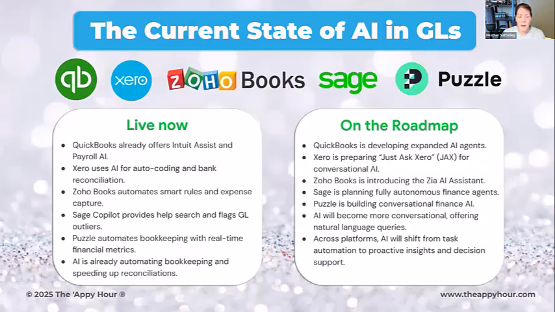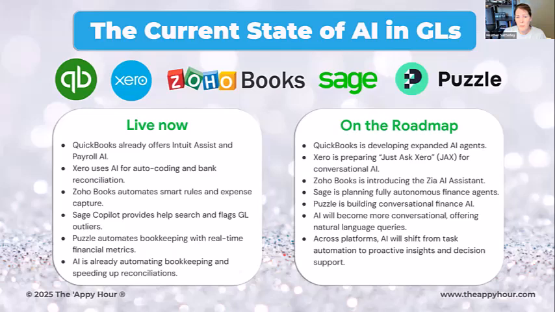Zoho Books automates smart rules and expense capture, which are all types of AI. I mean, OCR technically is a type of artificial intelligence, right? Because all artificial intelligence means is that machines are doing something a human would do. Sage Copilot provides help search and flags GL outliers. We're seeing some of that with Keeper and other apps. And then Puzzle automates bookkeeping in real time, as does Digits, which isn't on this slide. So it's already automating it.